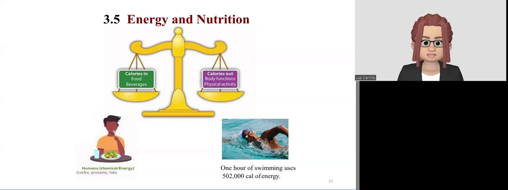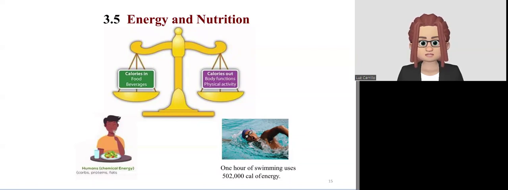To understand how physical activity actually spends energy, we can see that in the bottom we have an illustration of somebody that is practicing swimming. 1 hour of swimming uses 502,000 calories of energy. Now, I know that this number seems very, very large.